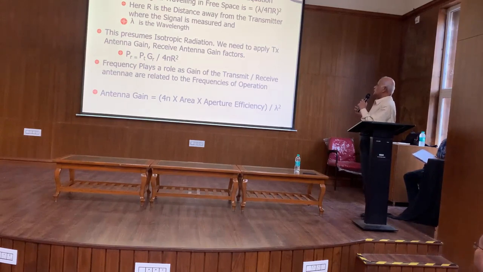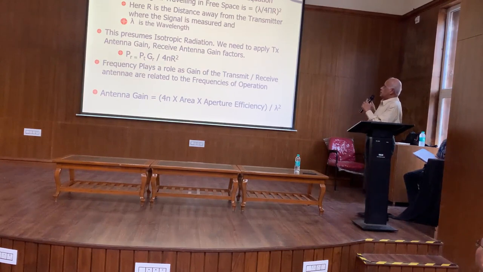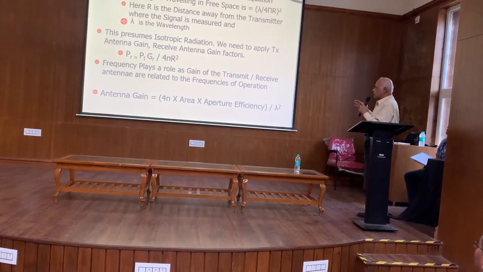We need to apply a transmit antenna gain and also the receive antenna gain factors because we generally use directional antennas, not isotropic antennas. Therefore, the power received at the satellite receive antenna is PT, transmitted power, times the gains, divided by 4 pi r square. Frequency plays an important role as gain of the transmit and receive antennas are related to frequency of operation. So the antenna gain is 4 pi into the actual physical area into the aperture efficiency divided by lambda square, where the frequency of operation comes.